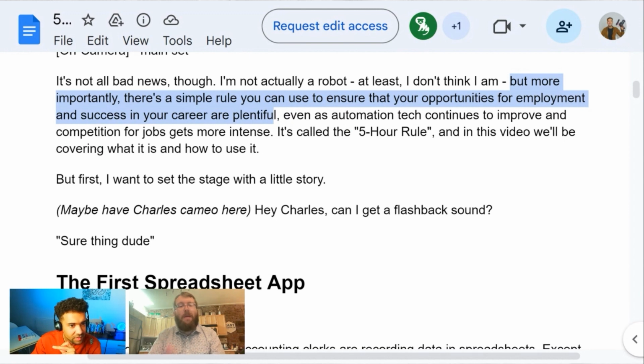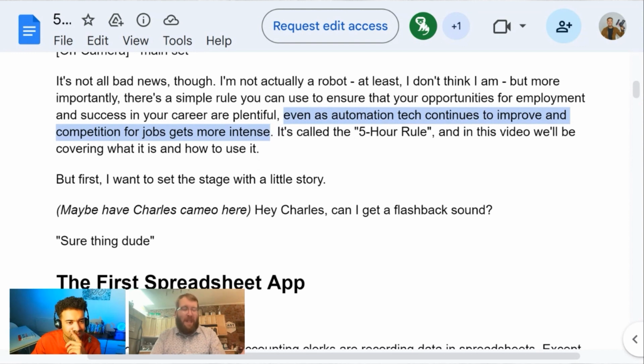Well, I was just saying it's a point of transition, and then it also kind of takes the idea, if you look at that next part of the sentence, even as automation tech improves and competition for jobs gets more intense, right? So you also capture the idea of someone who's really skeptical about AI, who's like, oh well, I'm not going to worry about that. It's like, well, even if you're not concerned about that, the competition for jobs is getting more intense.